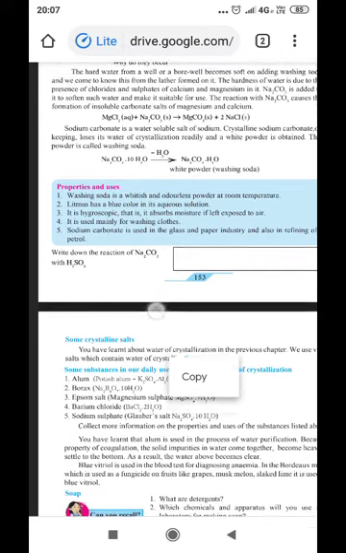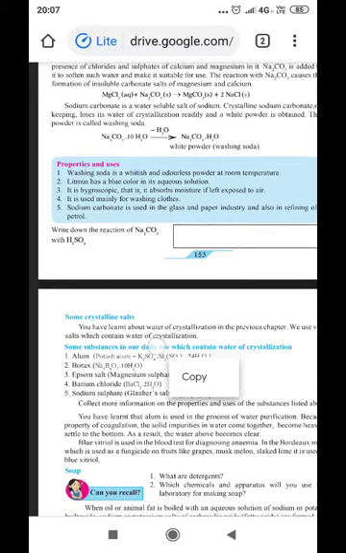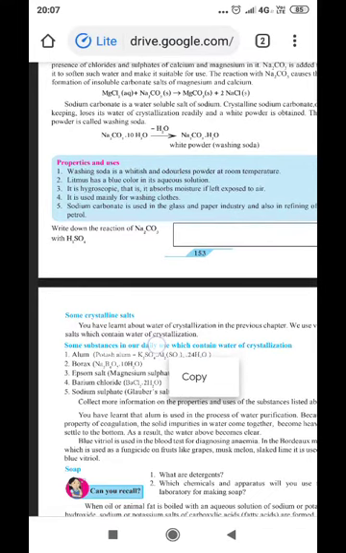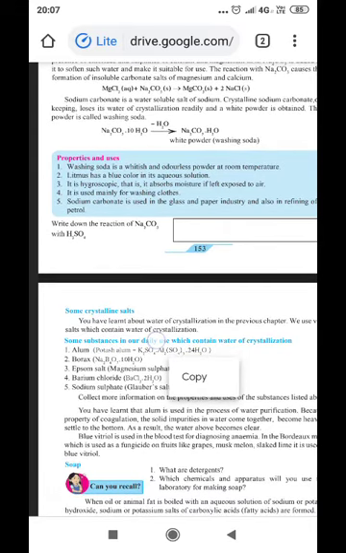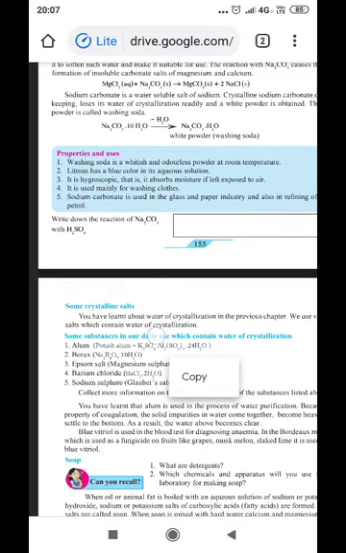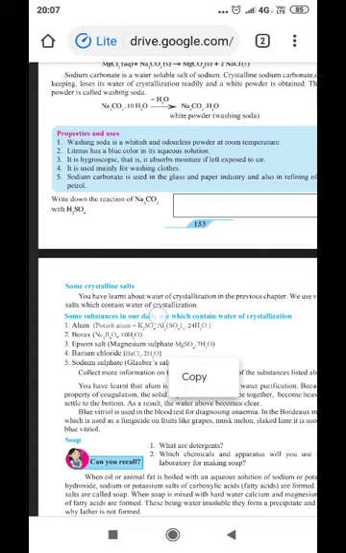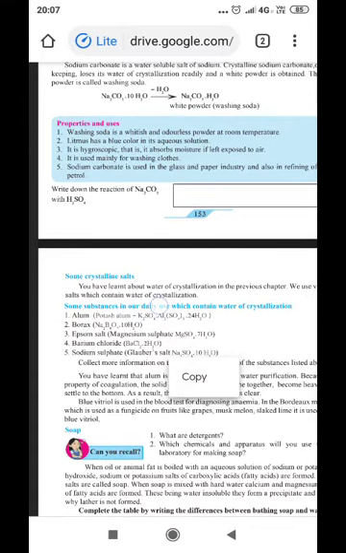Properties and uses. Washing soda is a whitish and odorless powder at room temperature. Litmus paper turns blue in its aqueous solution. It is hygroscopic, that is, it absorbs moisture if left exposed to air. It is used mainly for washing clothes. Sodium carbonate is used in the glass and paper industry and also in refining of petrol. What is the reaction of sodium carbonate with sulfuric acid? Sodium sulfate is formed and carbonic acid is formed.